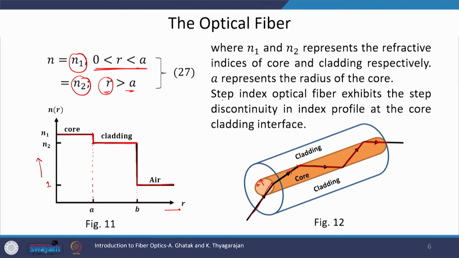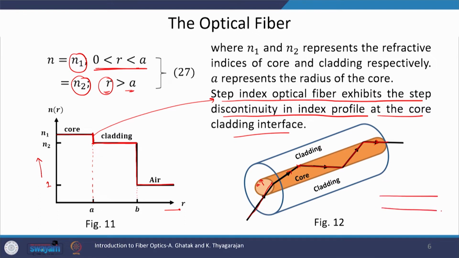The step index optical fiber exhibits a step discontinuity in the index profile at the core-cladding interface, which is represented by this line. Now, this can also be understood by taking two glass plates. If you shine light, it may suffer multiple reflections and go through like this. The similar thing is happening here in cylindrical geometry. It is a planar geometry here, while in the optical fiber it is cylindrical geometry.